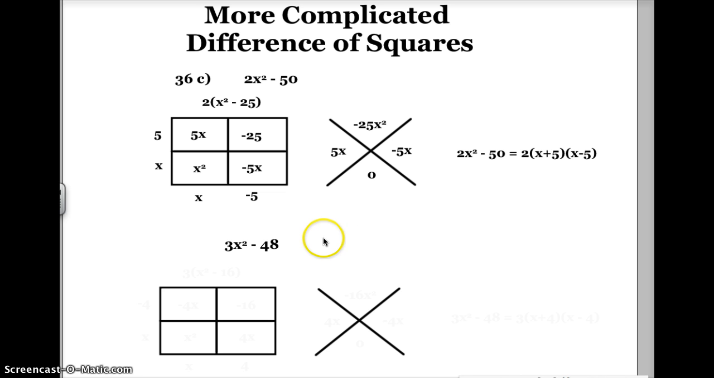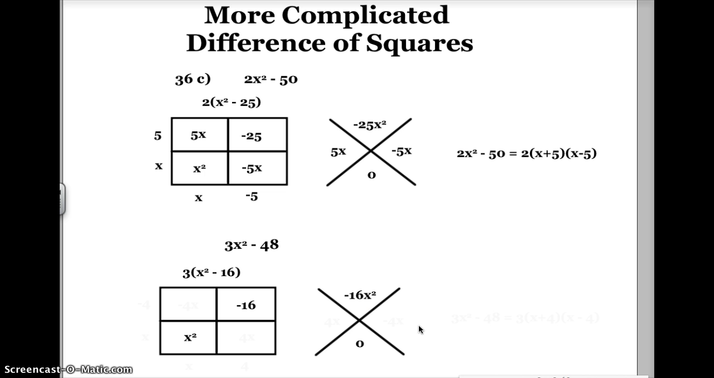Now let's look at this next one. I have 3x squared minus 48. It's almost identical to the one up here, except I can factor a 3 out of 3 and 48. And when I do that, voila, I get a difference of squares inside the parentheses. So it's 3 times x squared minus 16. I put my x squared term down here, my negative 16 up here. These two have to have a sum of 0, so I put the 0 down there. These two have to have a product of negative 16x squared, so I put that up there.